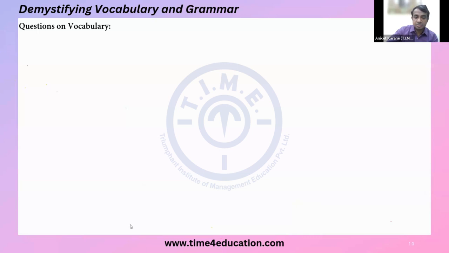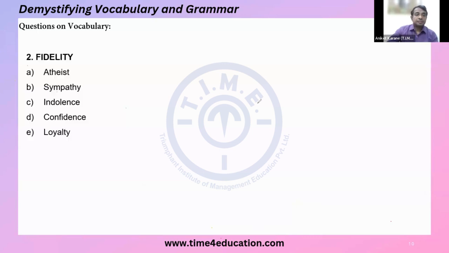So fidelity is the word. And your answers are E, C, D. Fine. Most of you are getting this right. Very good. So in a way, you know the root. That's a good thing, right? Let's discuss this and see how fidelity is associated with your answer.